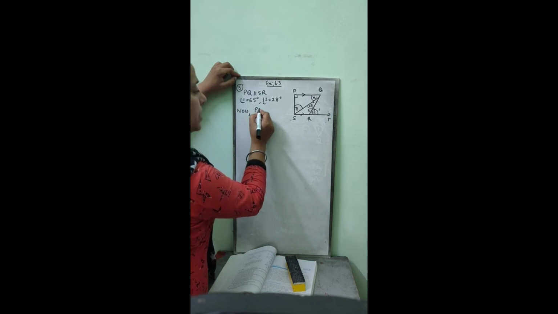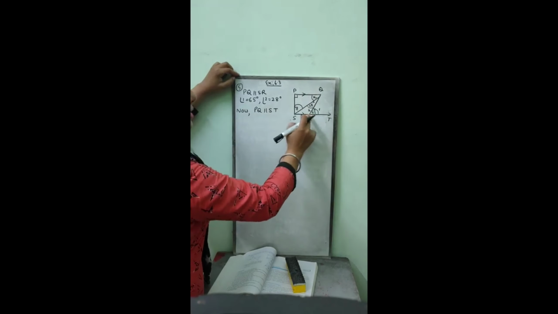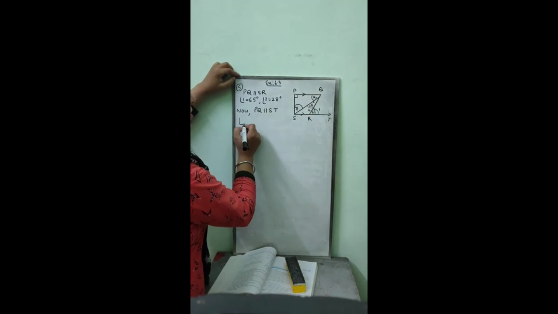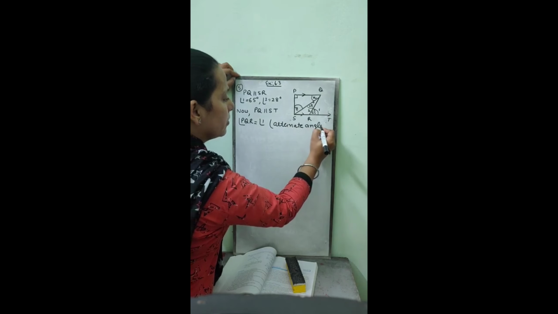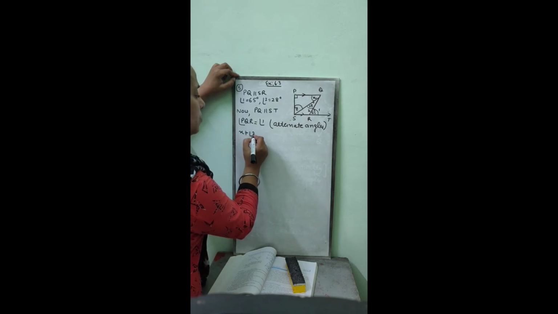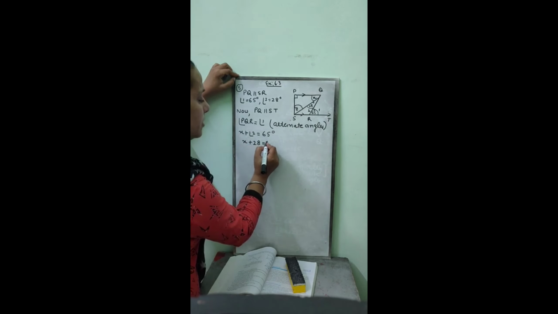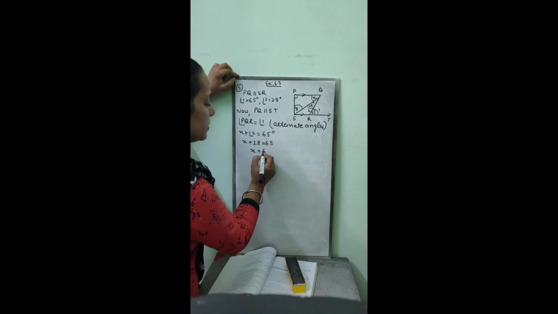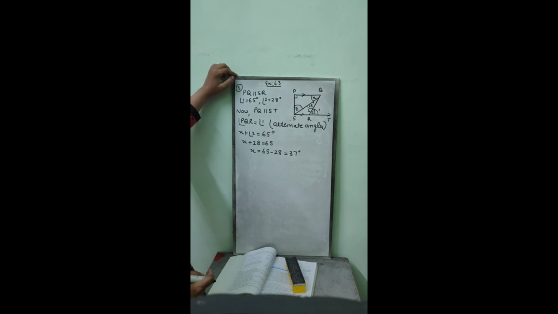Now we will start from PQ parallel to ST. Angle PQR is equal to angle 1. These are alternate angles. PQR is x, plus angle 2, is equal to angle 1, which is 65. Angle 2 is 28. The value of x will be 65 minus 28, that is 37 degrees. Clear? x is 37 degrees.